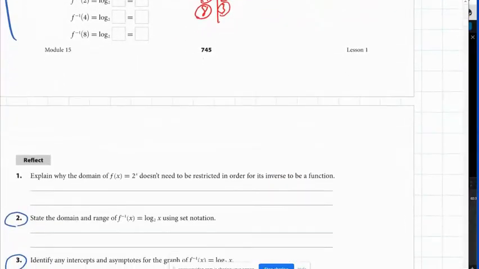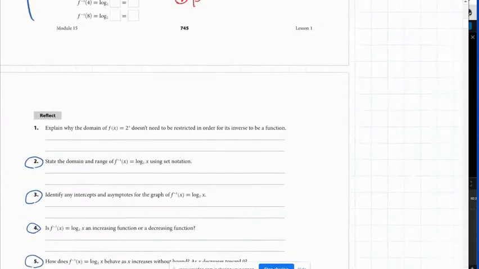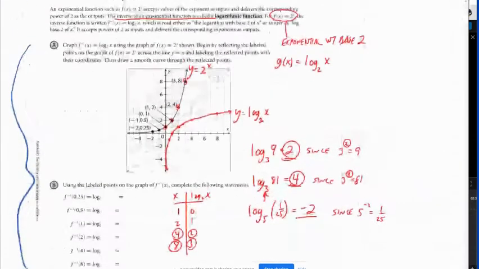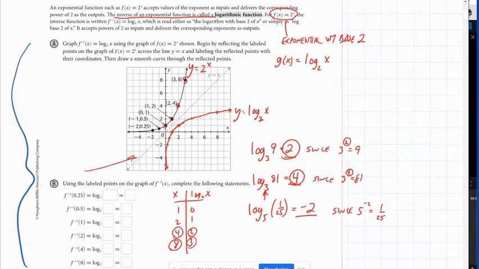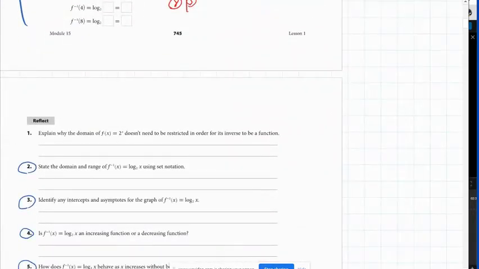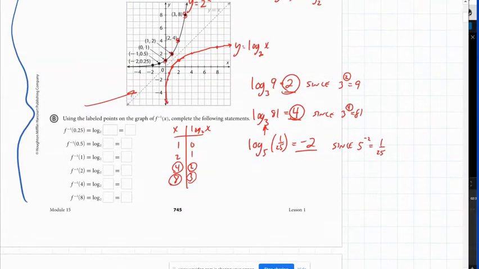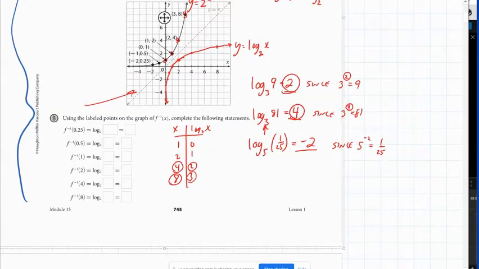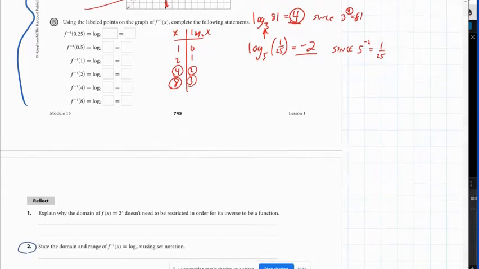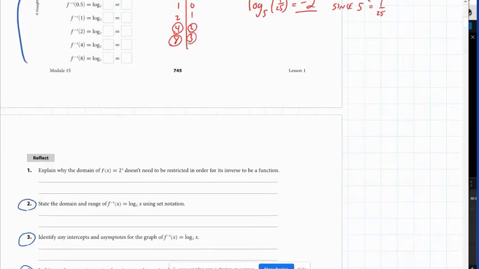And on the next page, we can answer some questions based on the graph that we drew here. We can talk about the domain and range for f inverse using set notation. The domain, so if we smashed this graph onto the x-axis, we'd see that we only get the x-axis covered from 0 to infinity. There are no negative x values on this red graph. There are negative y values, but no negative x values. And so the domain is from 0 to infinity.